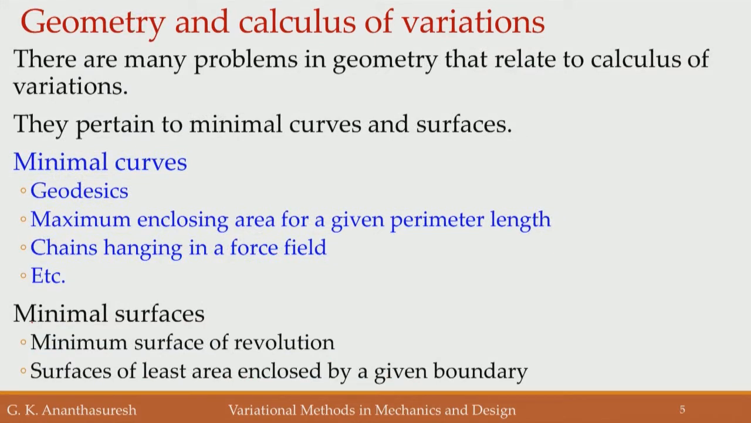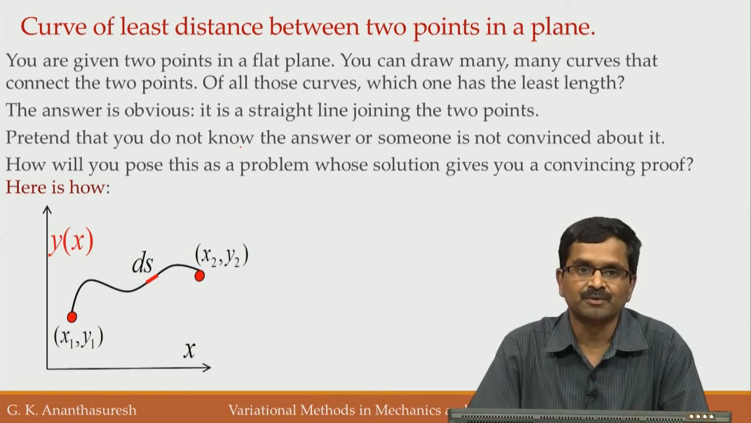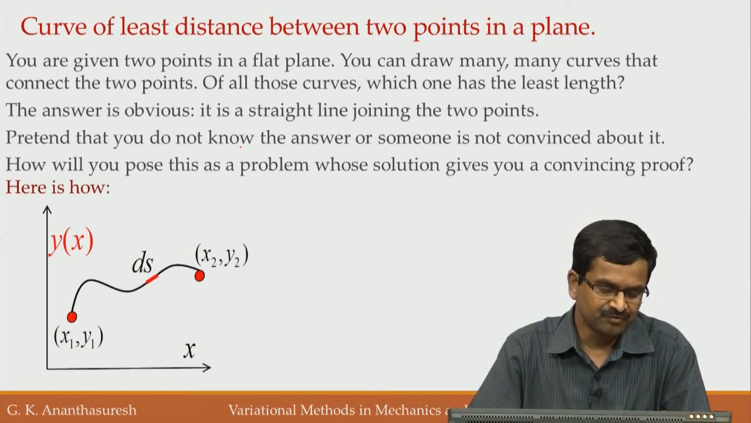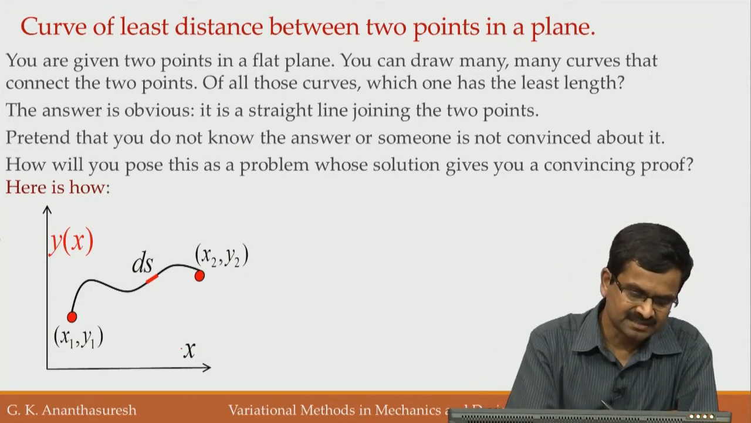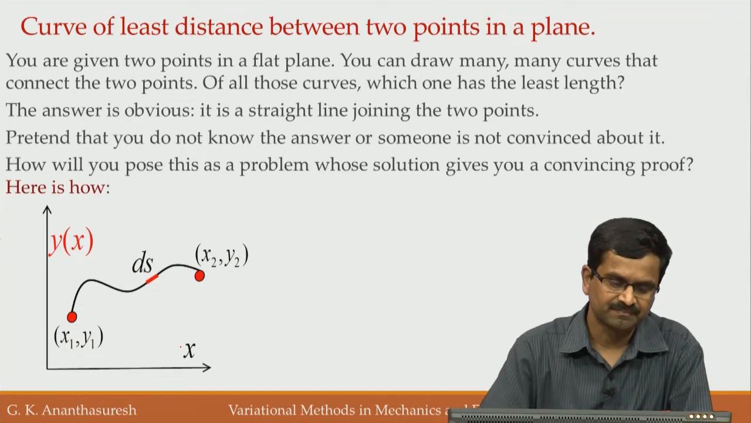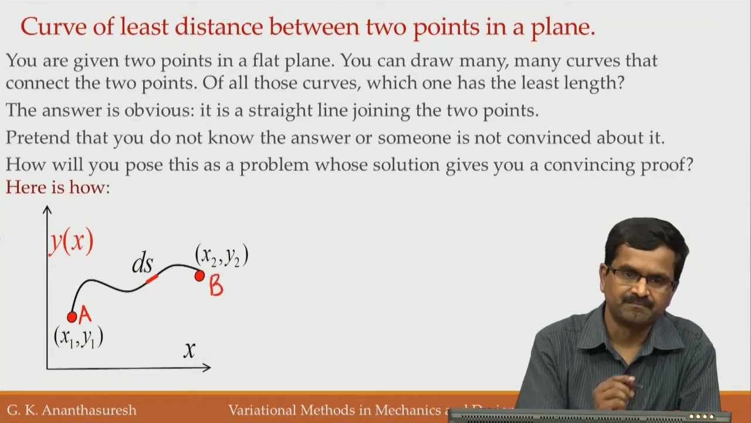First, let us look at geometry and calculus variations. In particular, let us look at minimal curves or optimal curves. Let us start with a very simple problem for which we all know the answer, and that is, if you have a plane where we have indicated the x axis and the y axis, and there are 2 points given. Let us call this point A and point P.